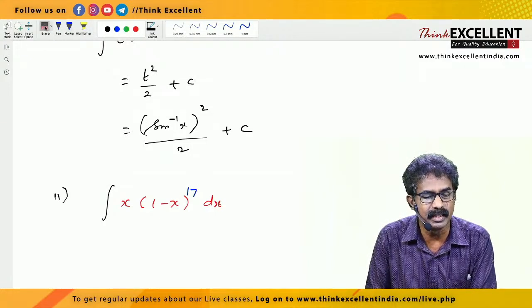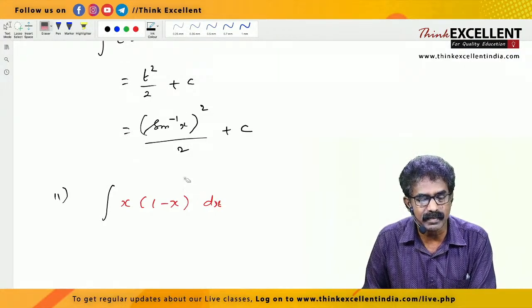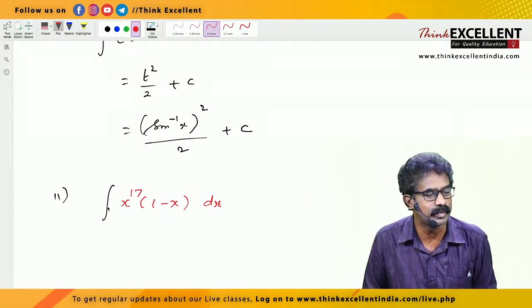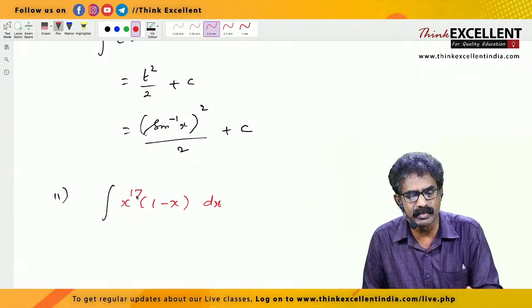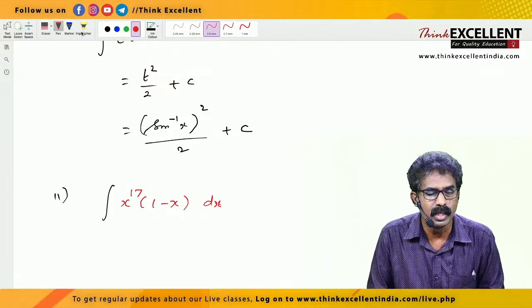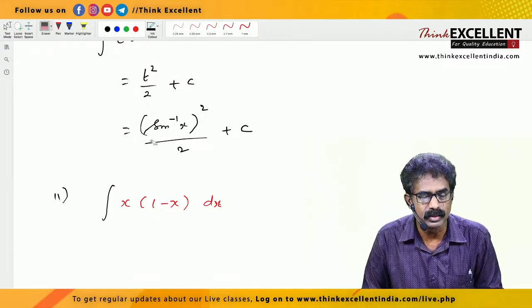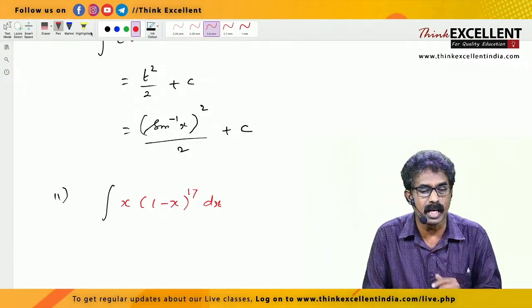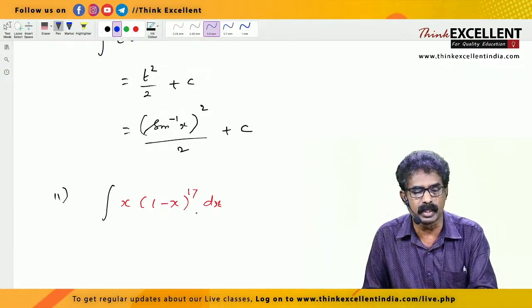But in the 17, please listen, if this 17 came here instead, that is x raised to 17 into 1 minus x, it would be very simple, right? You can do it very simply. So for a question that comes like this, this is another very important type. Please listen how to do this one. You can't do it directly. Hope you understood the reason why it is difficult, right?